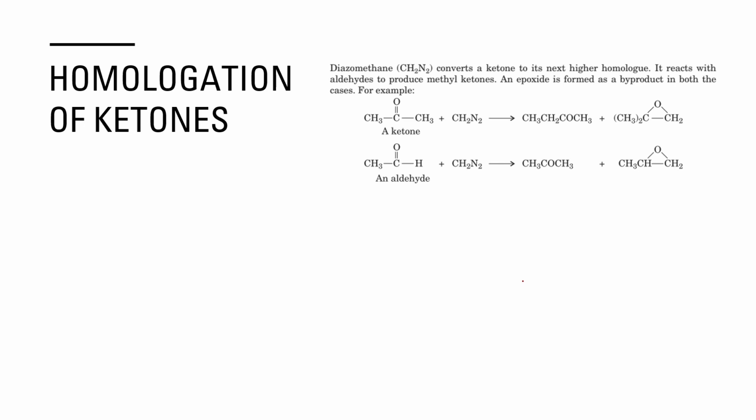The next reaction is homologation of ketones. Homologation of ketones means, actually it is written as homologation of ketones, but it can be utilized for an aldehyde as well. If you take a ketone, it will create a higher homolog. If you are taking acetone, which is propanone, propanone will turn into butanone. Aldehyde will turn into a ketone. So this happens in presence of diazomethane, CH2N2.